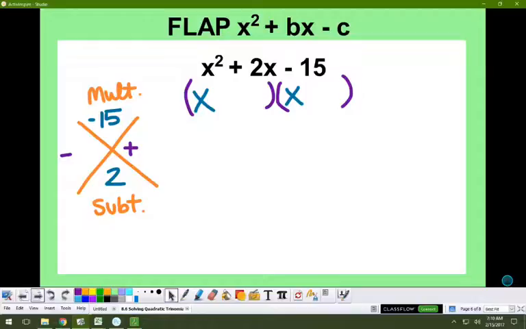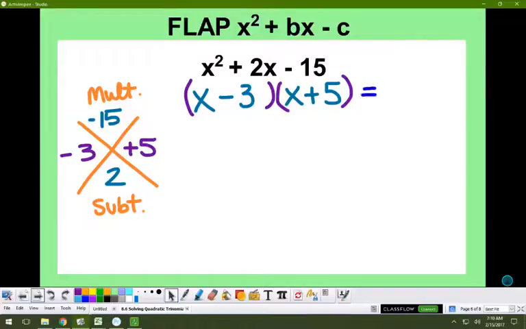So if I'm going to get a positive answer, then the bigger number has to be positive. So I know 5 times 3 is 15. So I'm going to want the 5 to be positive and the 3 to be negative. So a -3 times a +5 is -15, but -3 plus 5 is a +2. So back in my parentheses, I'm going to write x minus 3, x plus 5. So those are the factors. If it asks to factor, we would stop there.